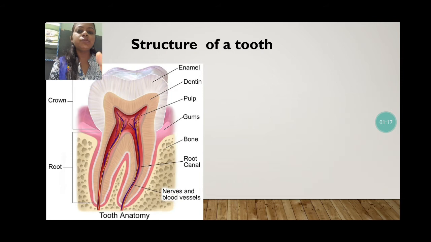Don't be confused between the crown and the parts of the tooth. The crown is all the part that we are able to see, but that tooth can be divided further into different layers that we are not able to see. We are not able to see the dentine, we are not able to see the pulp, but they are present inside that tooth.